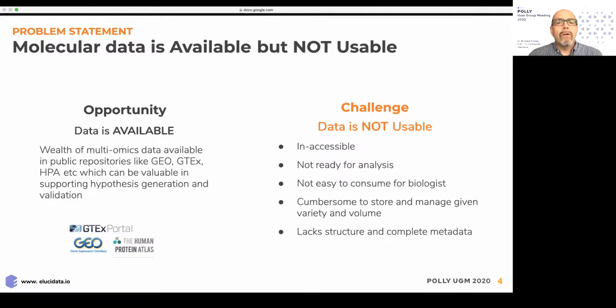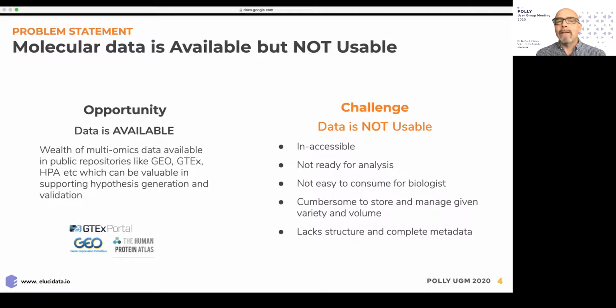There is a vast availability of multi-omics data, but there's a major problem. A lot of this data is available, but it's not usable. We're all very familiar with a lot of the very powerful databases and websites like GTEx, cBioPortal, GEO, and the Human Protein Atlas. But in many ways, much of the data is hidden or inaccessible. It's not ready for analysis when you're ready to do it.